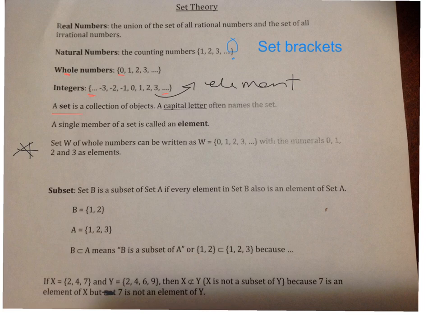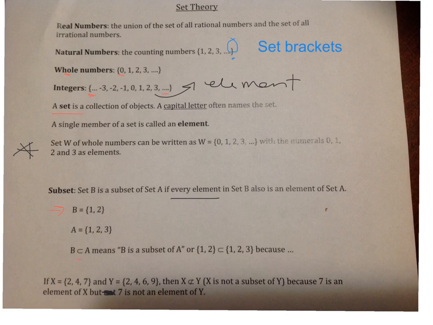A subset. Set B is a subset of set A if every element in set B also is an element of set A. This might be a little confusing, but let's take a look. So here is set B. Set B has 2 elements, 1 and 2. Set A has 3 elements, 1, 2, and 3. We can say that B is a subset of A.